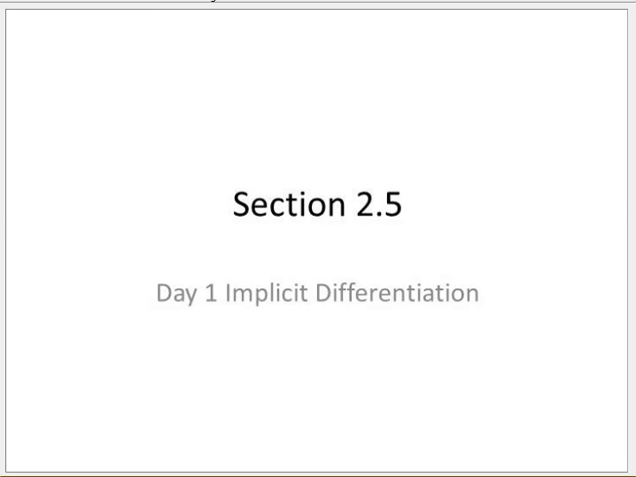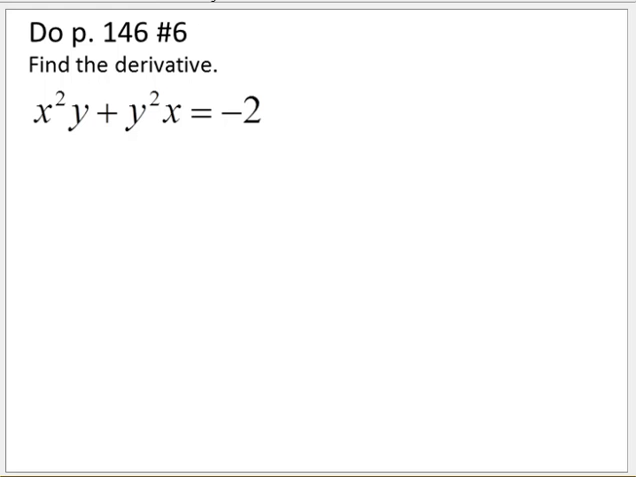I've only done one example with implicit differentiation. Now we're going to do some more. So let's now look at this next example. This one's much more complicated than the first one because before we've learned about product rule.